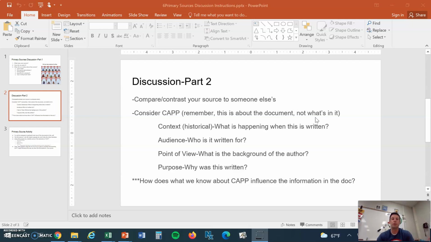Who is it written for? Who is the intended audience of that particular document? Is it a friend? Is it a relative? Is it a newspaper because it's an op-ed article? Is it something just kind of a doodle in a sketchbook that is only meant for that individual person, or a diary entry? All of that influences the way in which we view the information in that particular work.